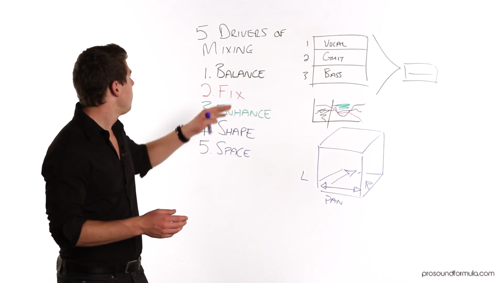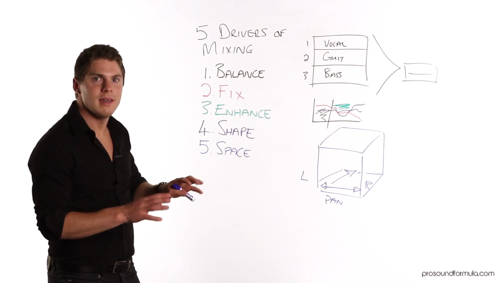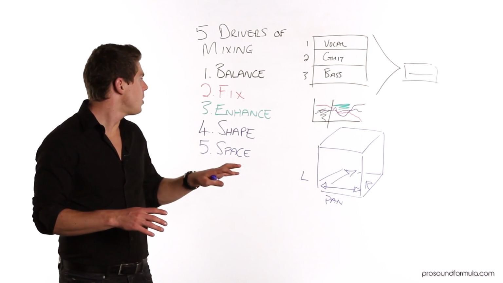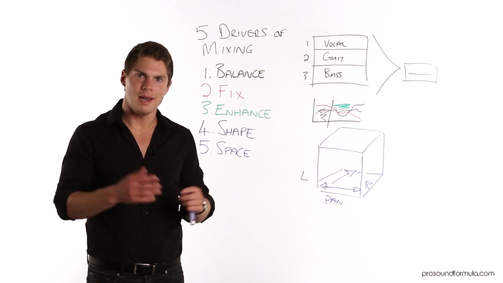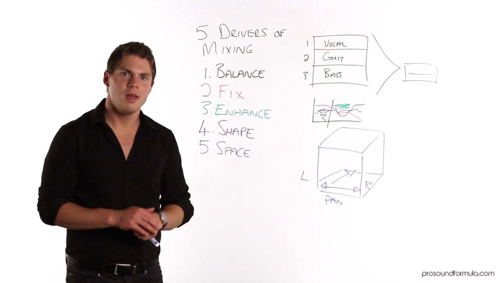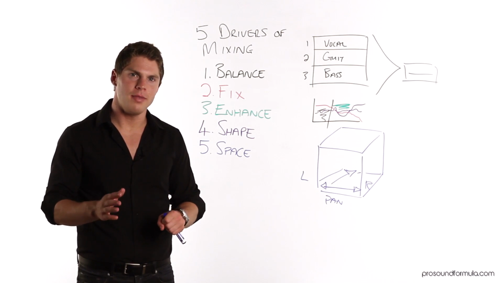So for example, you'll probably jump back to balance all the time. You might balance things basically, and then you might fix something, and then you might enhance a couple of tracks. And as soon as you start enhancing them, the balance obviously changes. So you're automatically going to balance the mix again. A lot of the things are just happening automatically, and you don't have to worry about that.